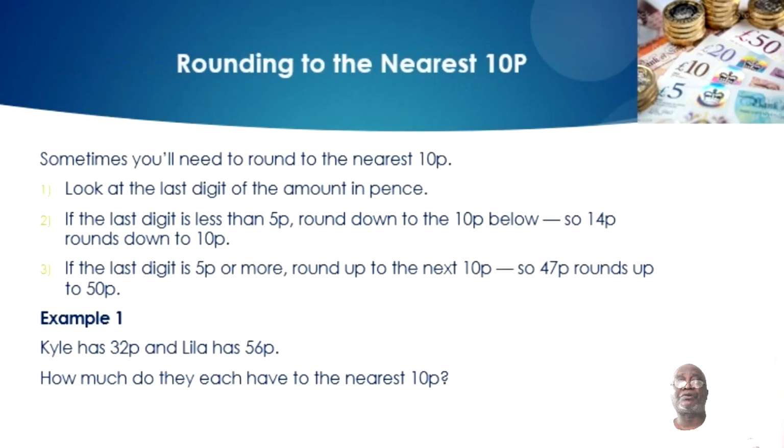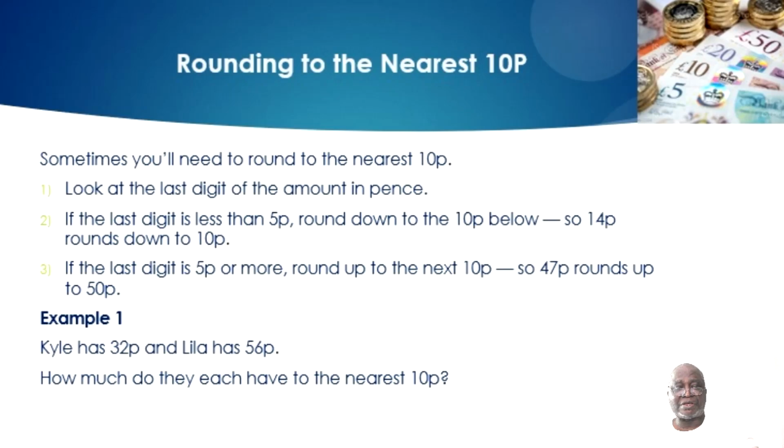And then you can also round to the nearest 10p. So you can round to the nearest pound, you can round to the nearest £10, and then you can round to the nearest 10p. Look at the last digit of the amount in pence if you're rounding to the nearest 10p. If the last digit is less than 5p, round down to the 10p below. So 14p, the 4 there is less than 5, so it becomes 10p.